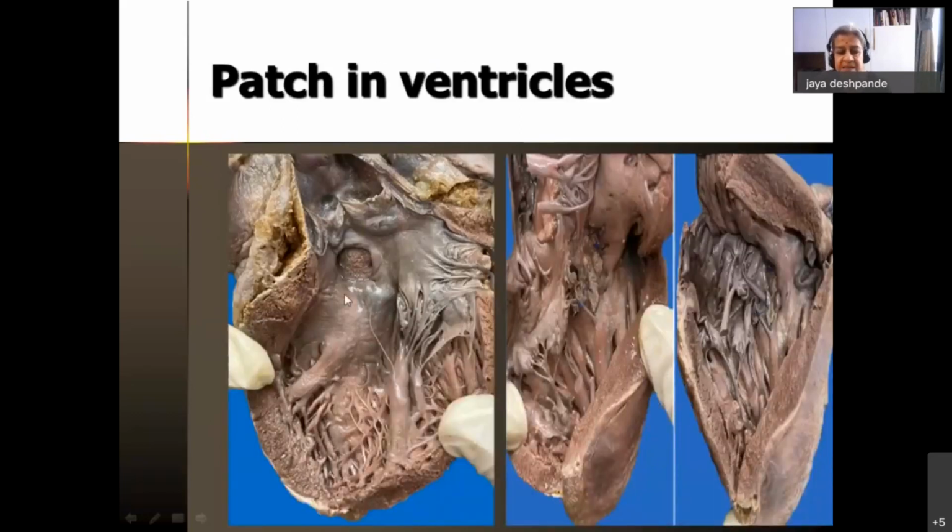So this is the last slide. Here we have a Dacron patch placed in the VSD, perimembranous VSD. This is the left ventricle. These are pictures of the right ventricle with a Dacron patch here. These are all perimembranous VSDs. Here again a Dacron patch. You will see that it is just behind the septal tricuspid valve.